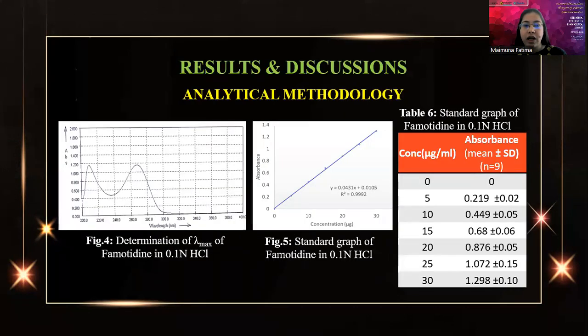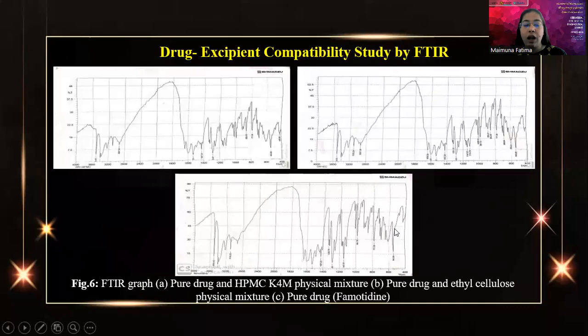Coming to results and discussion, lambda max of 267 nanometers was obtained for famotidine in 0.1 normal HCl, and the standard graph was plotted in the linearity range of 0 to 30 micrograms per ml. FTIR of the pure drug and the physical mixture of the drug with the excipients was carried out, and there is no significant change in the spectra, indicating that the excipients are compatible with the drug.